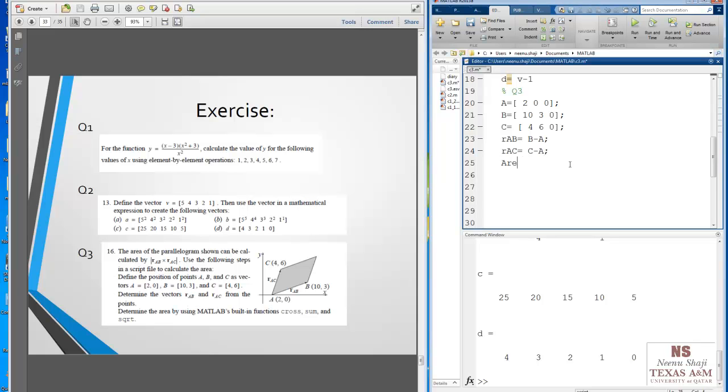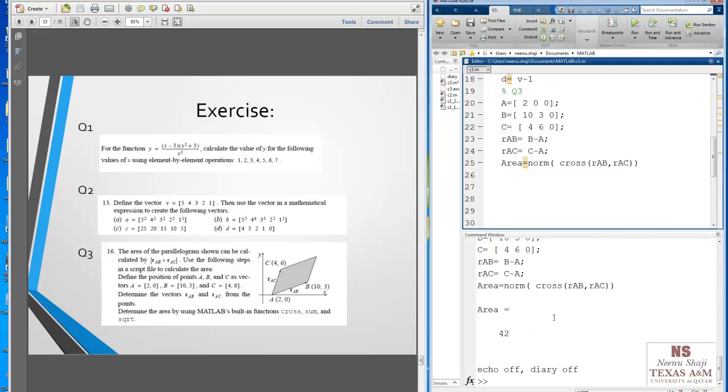Now to find the area, first of all we have to find the cross product. So cross of RAB, comma RAC. And then the length of this vector. So we can use the norm command. Norm of this, which will give you the magnitude 42. So the area is 42.